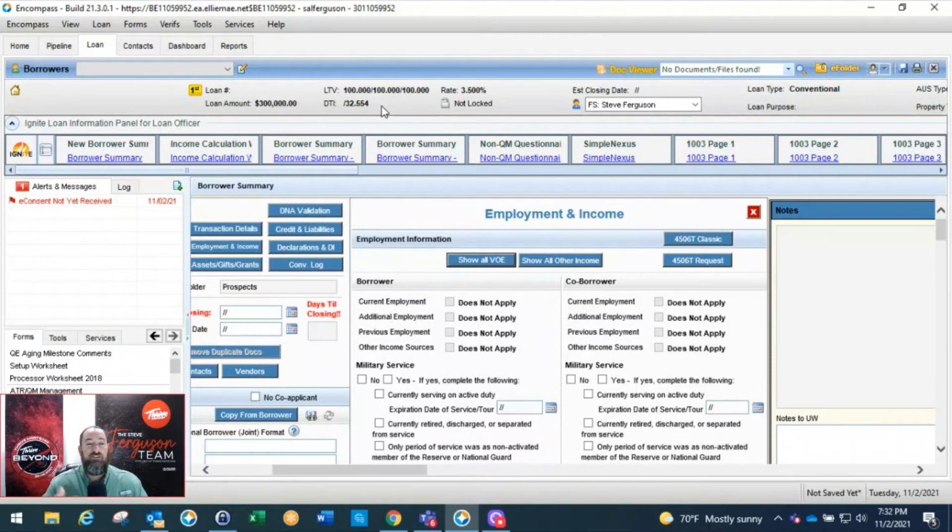So these are things that you would talk to your loan officer about, and they can educate you on these things. And every program's a little different for what is allowed on debt to income ratios. So please keep that in mind.